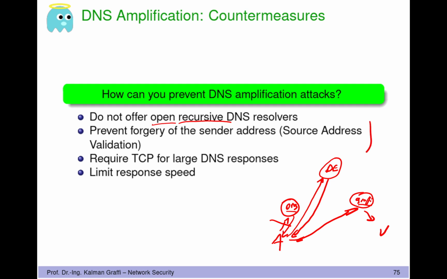Obviously also preventing forgery of the sender address, more verifications. TCP should be used for large DNS responses. Why is that? So if DNS is used, typically they're using UDP. UDP has no handshake. Why is using TCP blocking the usage of IP spoofing? So why is this not going well with TCP? Any idea?